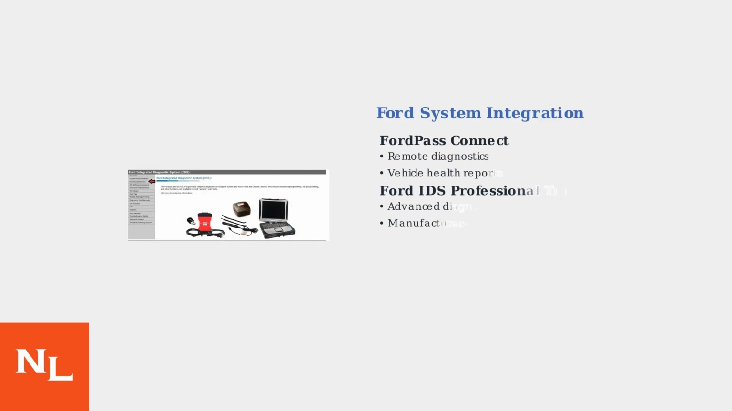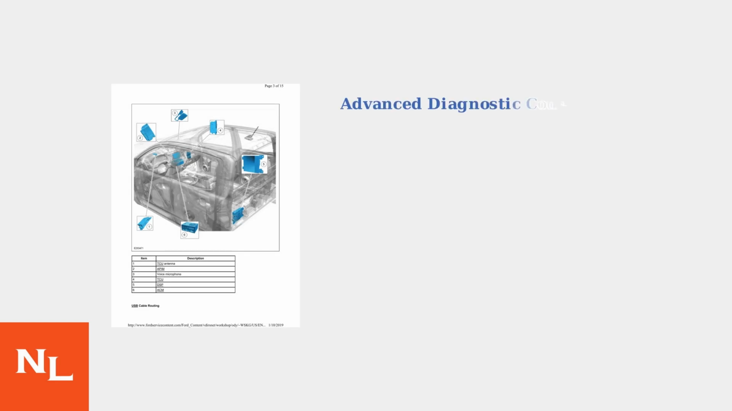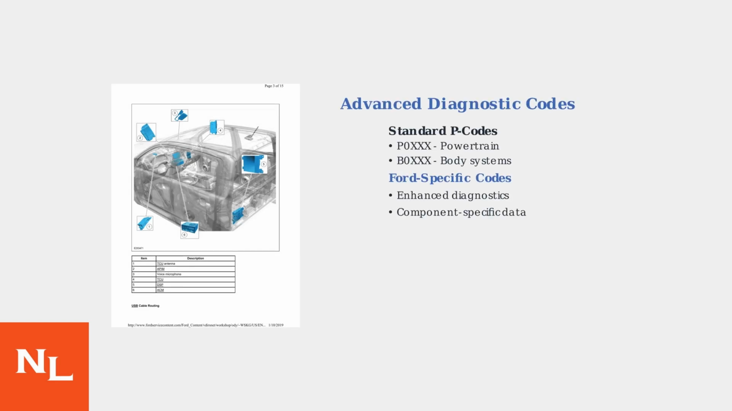The OBD2 system integrates seamlessly with Ford's proprietary diagnostic systems. This includes Ford Pass Connect telematics and professional diagnostic tools like Ford IDS, providing comprehensive vehicle analysis capabilities. Beyond standard P codes, the F-150's OBD2 system reports manufacturer-specific diagnostic trouble codes. This provides detailed information about Ford-specific systems and components, enabling more precise troubleshooting and repair.